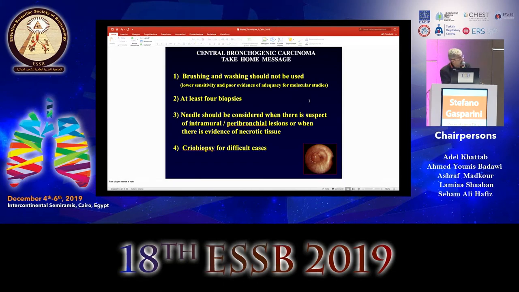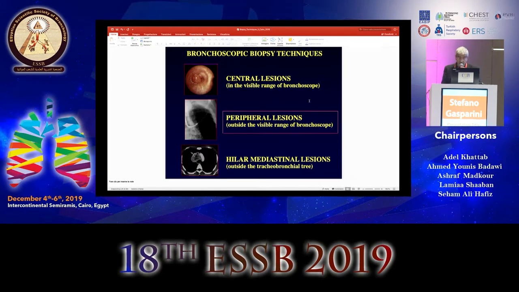Take at least 4 biopsies. Consider the needle when there is suspicion of an intramural peribronchial lesion or when there is evidence of necrotic tissue. Keep cryobiopsy for difficult cases after a negative first biopsy.